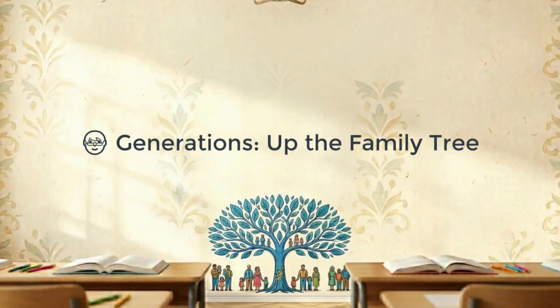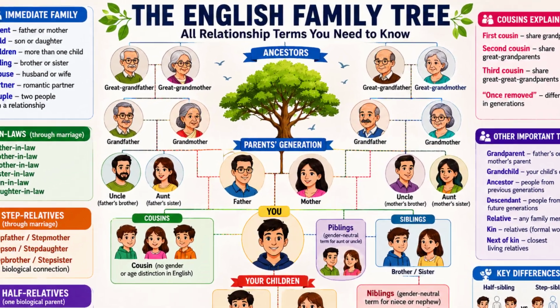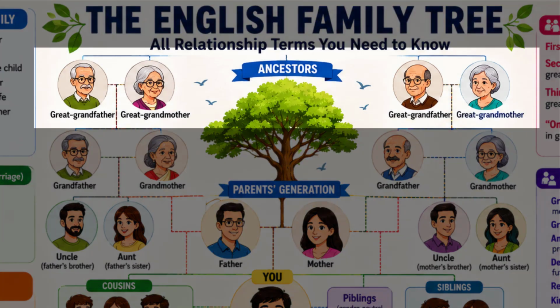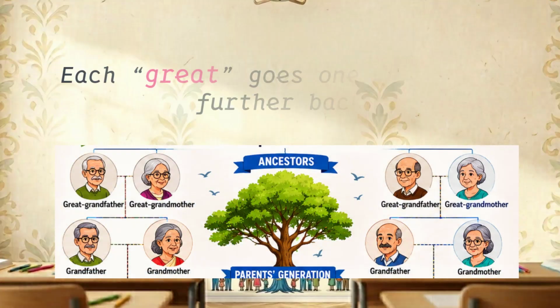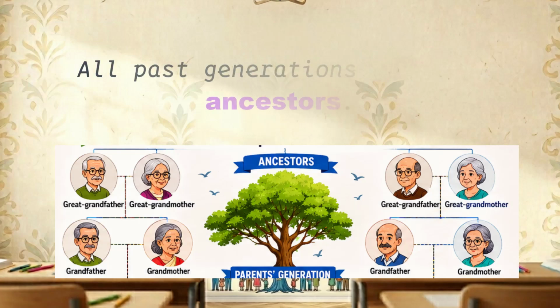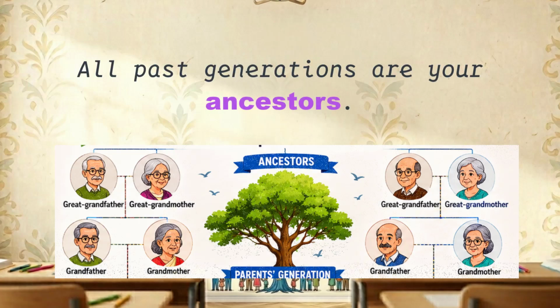Generations. Up the family tree. Your parents' parents are your grandparents. Their parents are your great-grandparents. Each great goes one generation further back. All past generations are your ancestors.